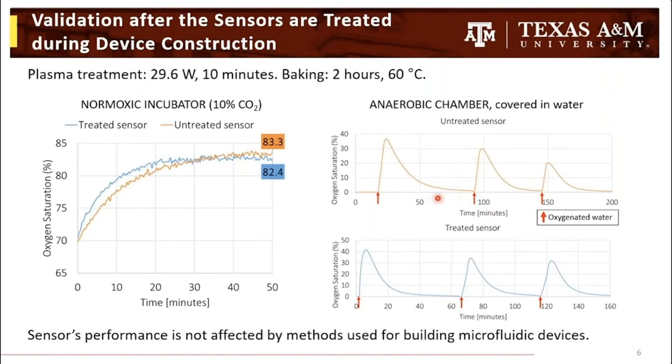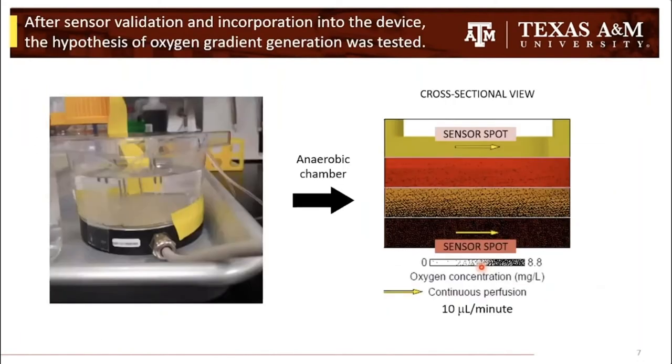We ran that experiment with both the untreated sensor and the treated sensor, and we observed very similar dynamic behavior of the sensors, even though this one had been treated with plasma and baked for a prolonged period of time. And so with these two tests, we validated that the sensor's performance was not affected by the methods that are used for building microfluidic devices, such as prolonged baking and plasma treatment. This basically gave us the green light to perform our experiment with the device.